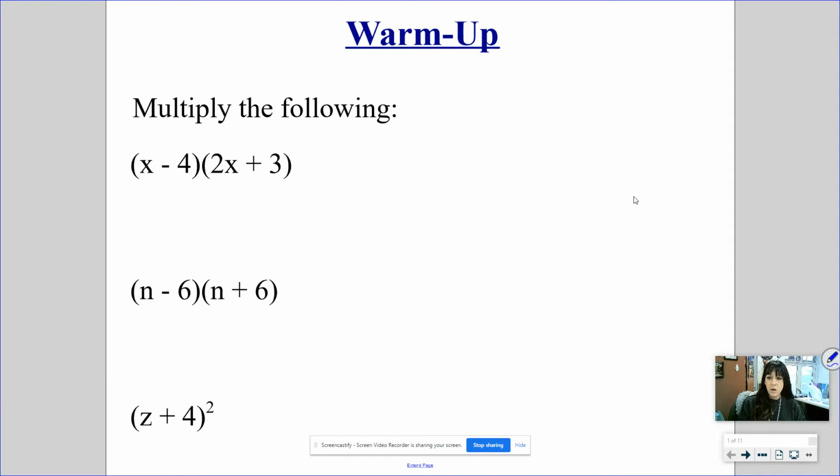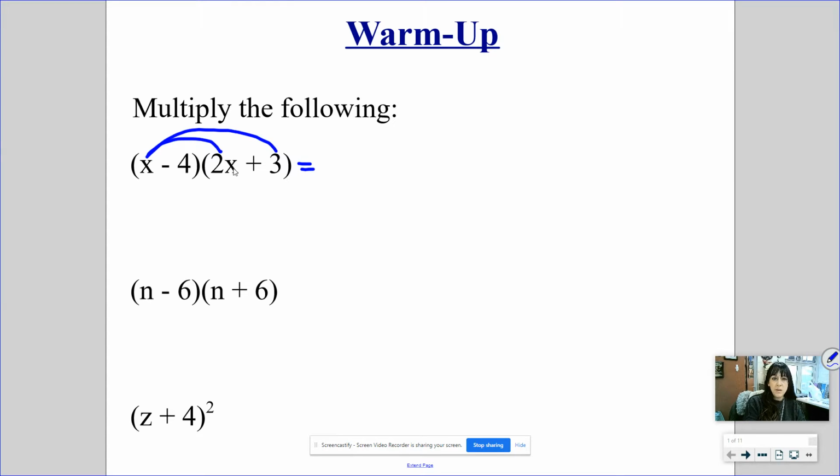Hey guys, we're going to start with a warm-up that's going to help us get into this next section over radicals. So let's start with just reviewing how to do some multiplication things from Algebra 1 and Algebra 2. So we're going to start by distributing. I think Mr. Sharp actually used to call this FOIL.